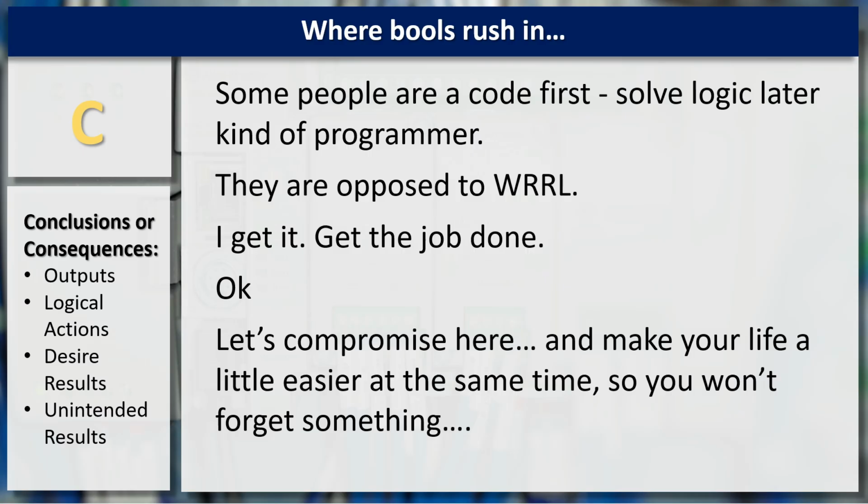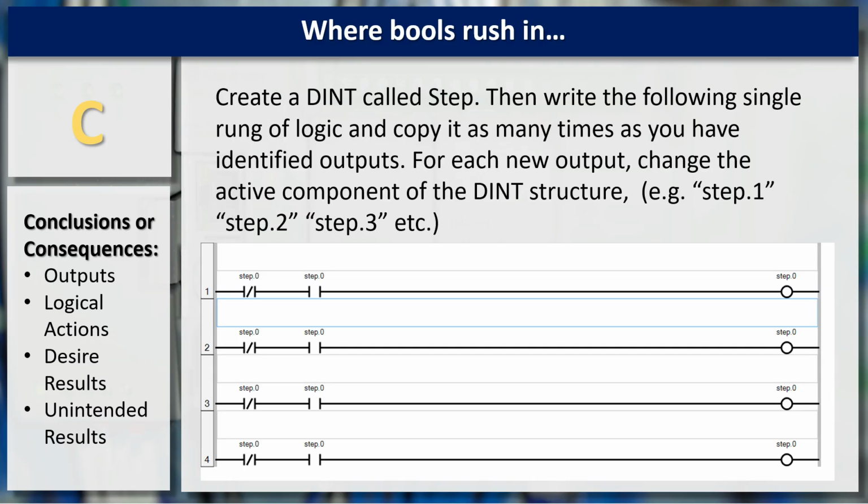Because I find that when people just rush in, they inevitably do not get all of the outputs energized. They get fixated on a problem and things are dropped. So I'm going to show you a way to fix that. The first thing I want you to do is to create a DINT and call it Step. Then write the following single rung of logic and copy it as many times as you have identified outputs. For each new output, change the active component of the DINT structure. For example, Step.1, Step.2, Step.3, etc.